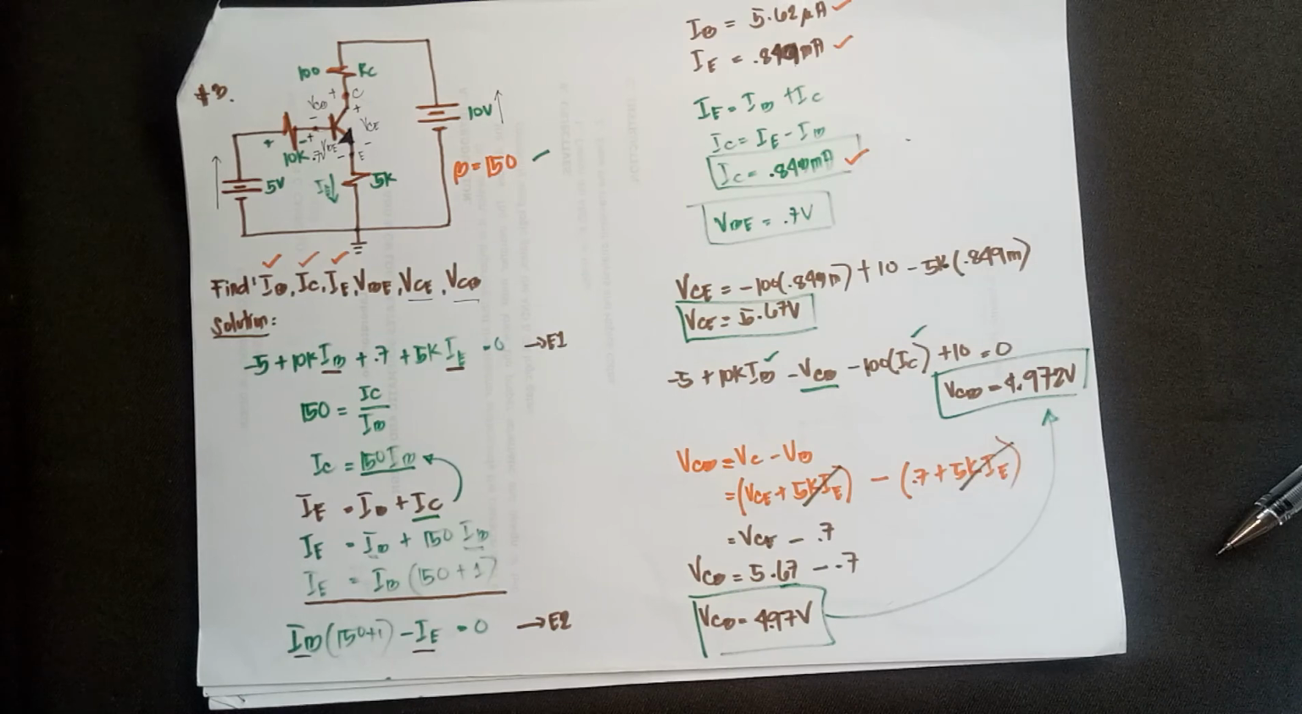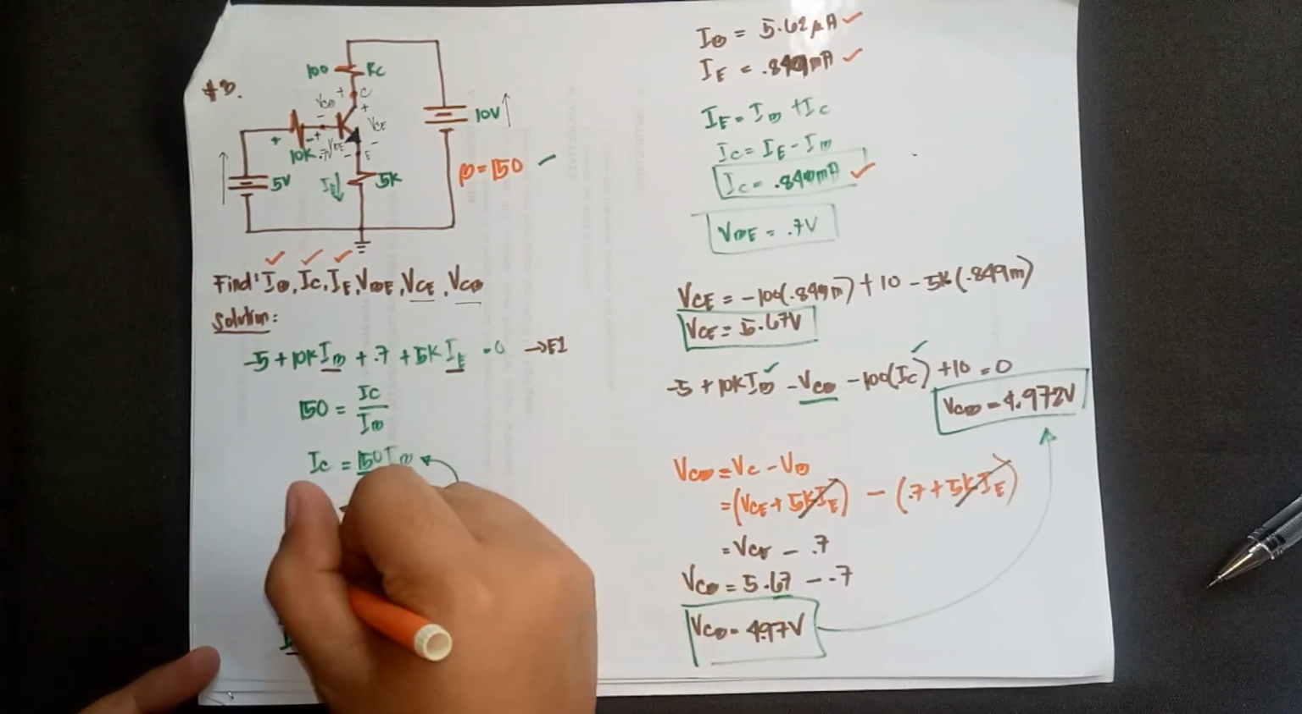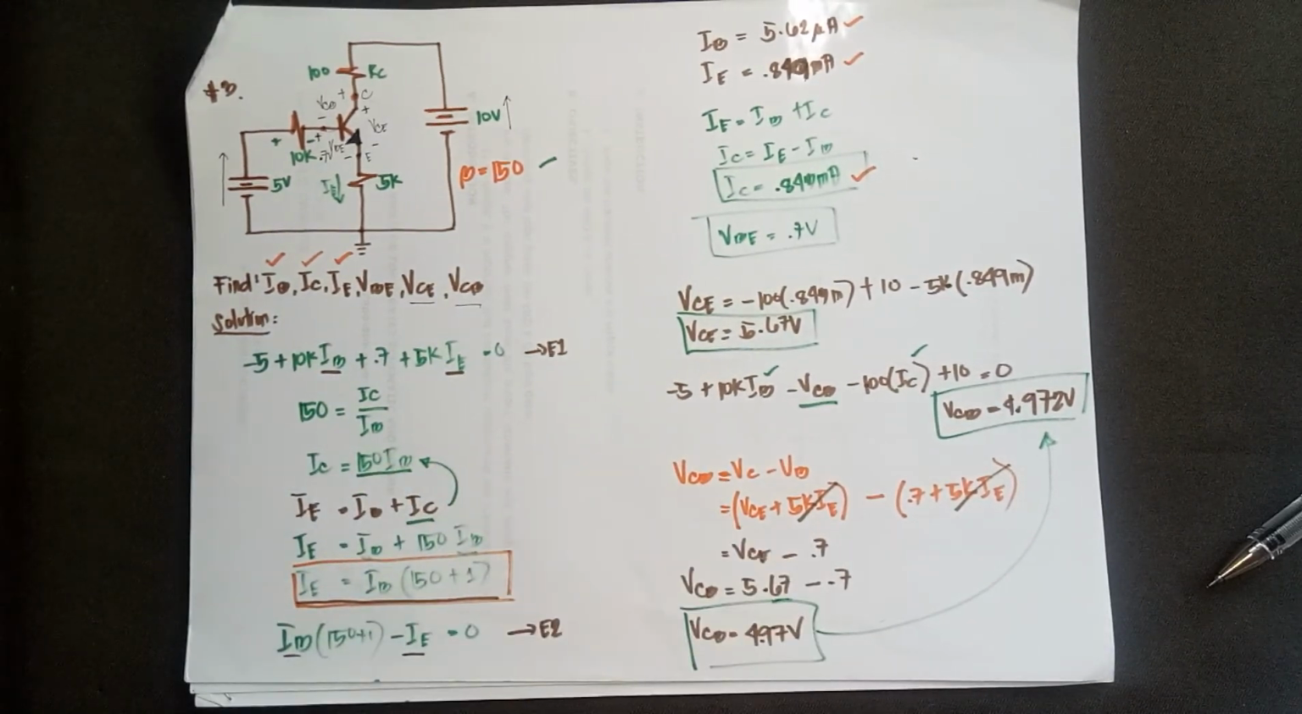Okay? So, ganun lang naman yung ating example number 3. Basically, madali lang siya, no? Ito lang, meron lang siyang additional kailangan mong tandaan that your IE is equal to beta plus 1 IB. Okay? So, yun lang talaga yung secret niya is hanapin nyo lang yung mga relationships. And relate yung mga relationships and that will be all. Okay? So, see you on the next example.